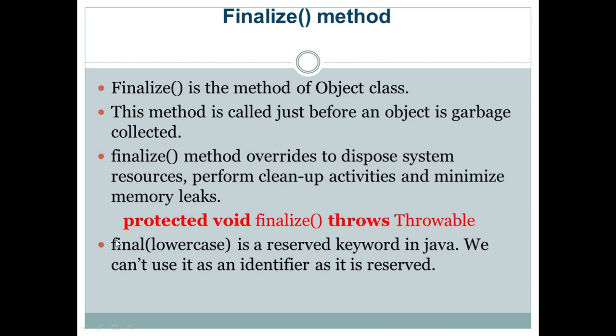So how to write the finalize method? Protected, this is an access specifier. Void finalize, finalize is my method name. Throws Throwable, so it throws an exception of the Throwable class. So finalize, we have to use in lowercase. It is a keyword reserved in Java, so we cannot use it as an identifier.